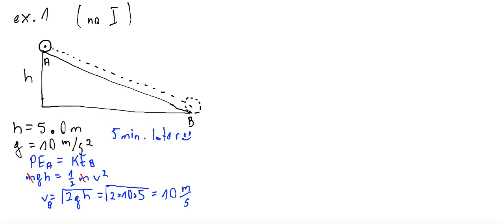So finally, the speed at B is equal to exactly 10 meters per second, of course, assuming that gravitational acceleration is 10 meters per second squared, and assuming that there is no rotation of the disk. Is it clear? Okay, I hope you have this. If not, please copy. And exercise 2.